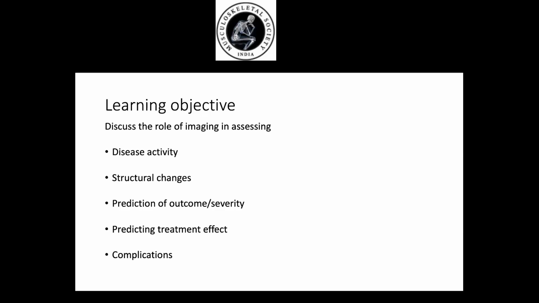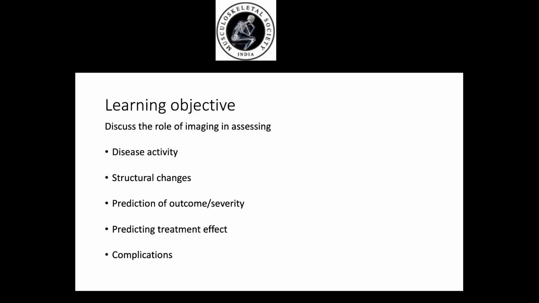spondyloarthritis. It would mean presence of erosions, in addition marrow infiltration with fat, sclerosis, and ankylosis in the case of axial and peripheral spondyloarthritis. So I think the points that I wanted to discuss further would be the prediction of outcome and severity and prediction of treatment.